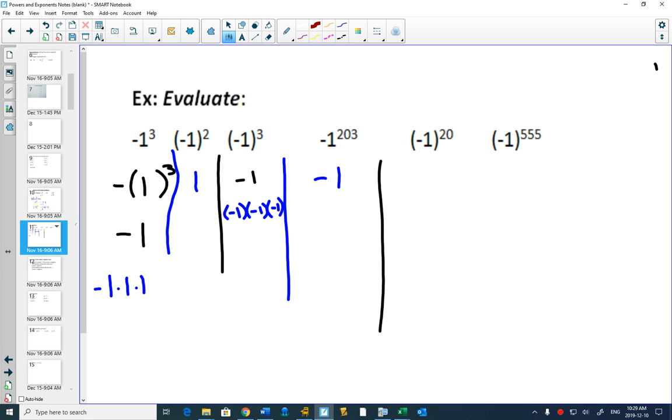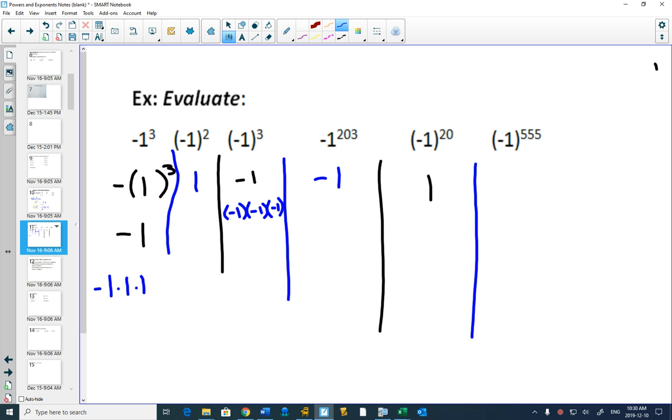The next one, the negative is inside the brackets, so the negative 1 is the base. Negative 1 to the 20 with brackets would mean negative 1 times negative 1 times negative 1 times negative 1, 20 times. If you do the numbers by themselves, 1 times 1 times 1 times 1, 20 times is going to be 1. What about the negative? If you have 20 negatives all multiplied together, will it be positive or negative? And why? 20 is an even number. If you have an even number of negatives and you multiply them together, you will get a positive number.